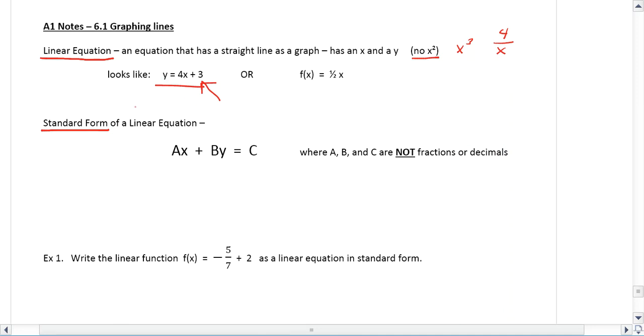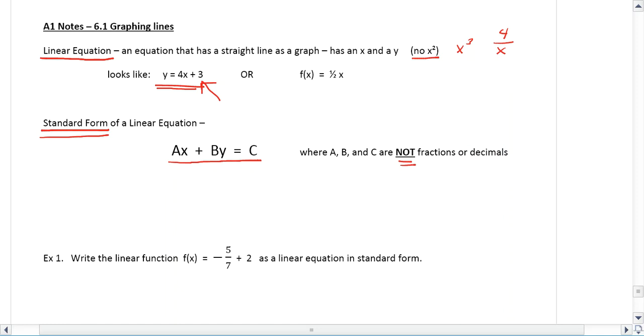So we need to be able to move fluently between the y equals form of the equation and the standard form. Standard form says the x term is first, then the y term, then the equal sign, and then the number, or we call it the constant. And the reason these A, B, and C are capital is because they're special. A, B, and C are not fractions or decimals. They're whole numbers. So if there is a fraction in there, we need to get rid of it.